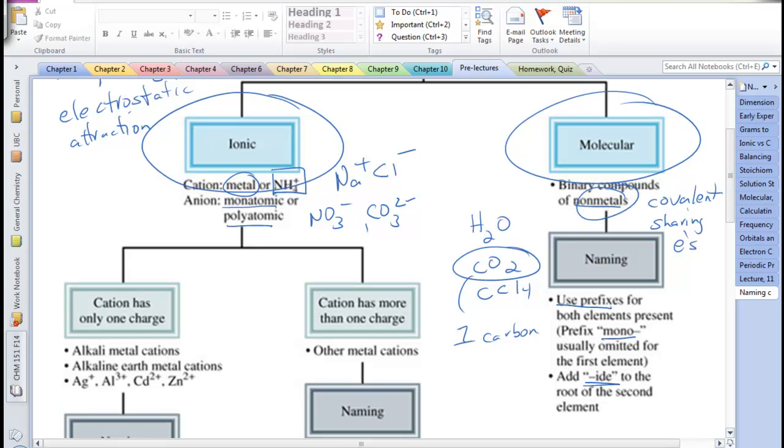Now, ionic. We have to break ionic into two categories. The reason we need to do this is because there are certain cations that only lose a set amount of electrons. The alkali metals in group 1 of the table will always lose one electron and form a +1 ion.